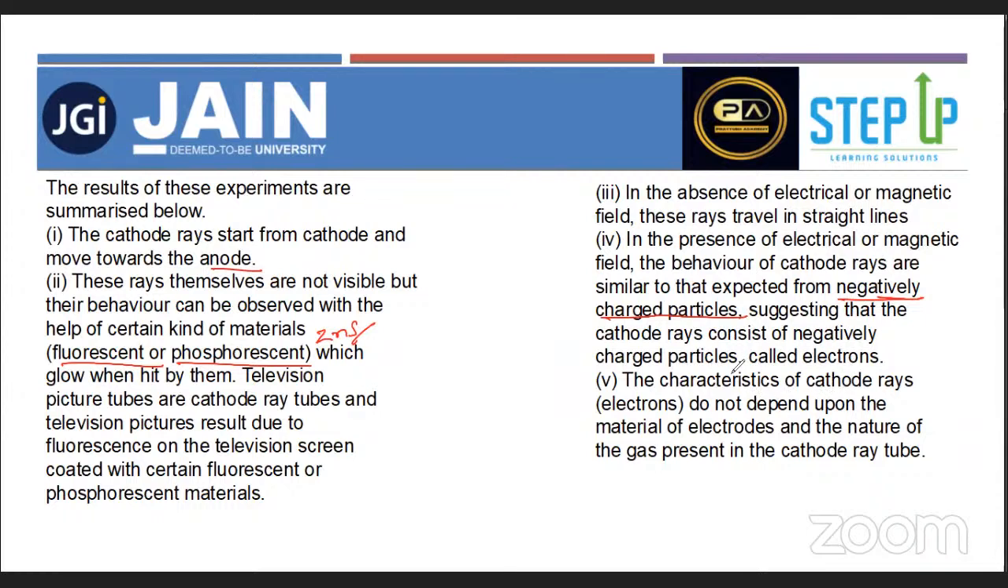The characteristics of cathode rays do not depend upon the material of the electrode or the nature of the gas present in the cathode ray tube. For the anode it is different, when I'm talking about protons, but the characteristics of cathode rays, or electrons, do not depend on the electrode material or the gas.